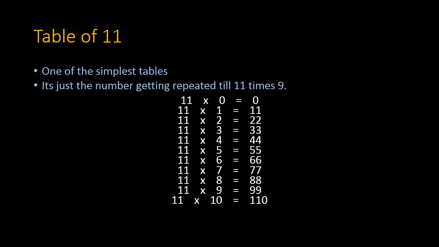Coming down to the table of 11. Table of 11, I guess, is one of the simplest tables, and it is just the number getting repeated till 11 times 9. So 11 times 1 is 11, 11 times 2 is 22, and so on.